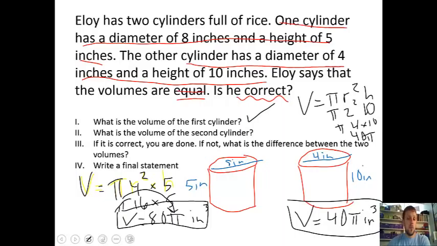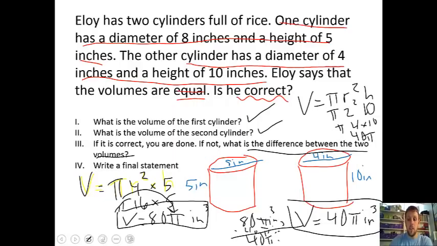Alright, so Eloy says that the volumes are equal. Is he correct? No, he's not. They're not equal. And so I need to figure out what the difference between the two volumes is. And so I would say the difference between the two volumes, 80 pi inches cubed minus 40 pi inches cubed, is 40 pi inches cubed.